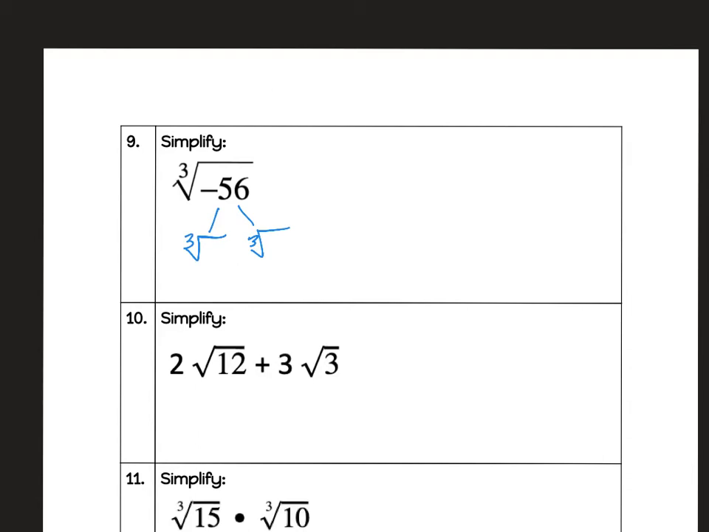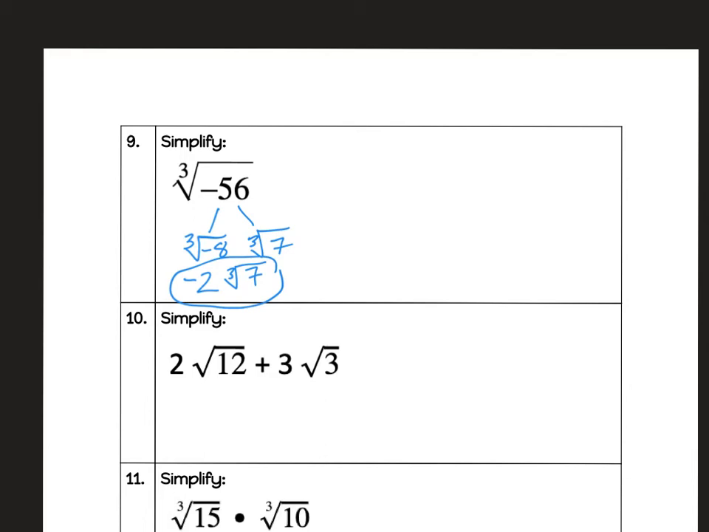So since we know that 8 times 7 gives us 56, I want you to make sure that when you write this 8, you put a negative in front of it because that's our perfect cube. Okay, we can take this negative 8 outside of the radical sign, and when we do, it becomes a negative 2. So then inside the radical sign, we have a 7, and don't forget to write your index, your 3. There we go.